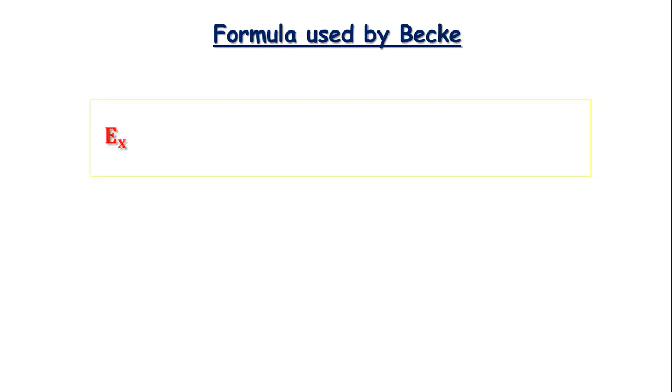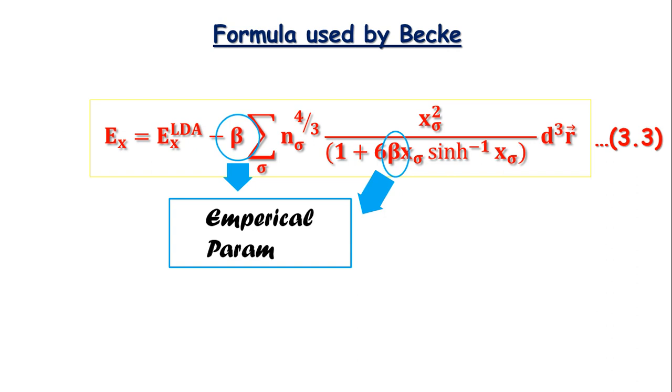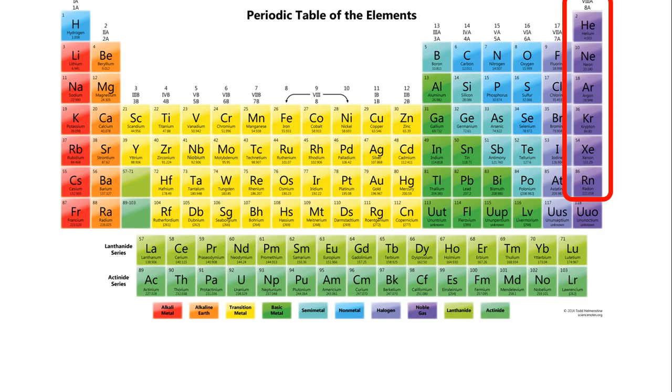The formula that Becke used was Ex equals E_x^LDA minus beta summation over sigma of the integral of n sigma to the power 4/3 into x sigma squared divided by 1 plus 6 beta x sigma sinh inverse x sigma, d cube r. This is our equation number 3.3, where this beta is an empirical parameter. Becke worked with the noble gases and estimated the value of beta to be 0.0042 in atomic units.